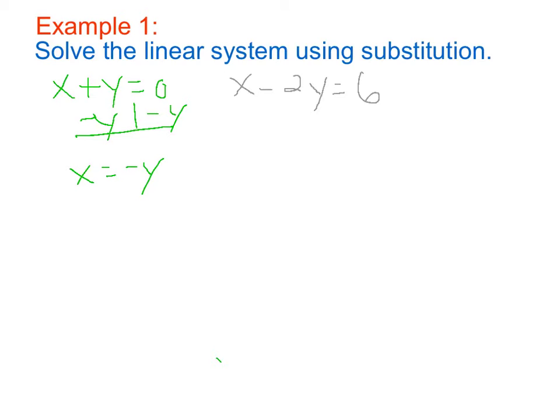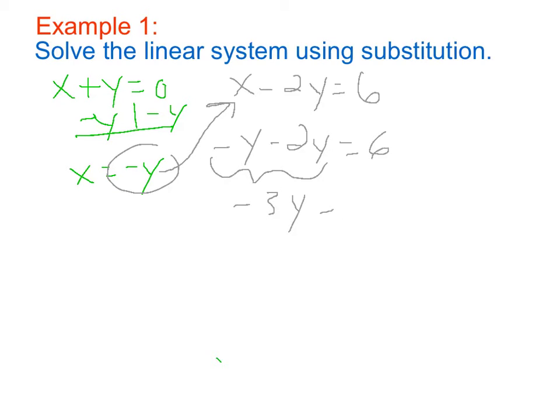Then I'm going to take that and plug it in here for x since they are equivalent. So instead of having x there, I'm going to plug in negative y, keep everything else the same, combine my like terms. That gets me negative 3y. Get y by itself, divide both sides by negative 3. So we find out that y is negative 2.